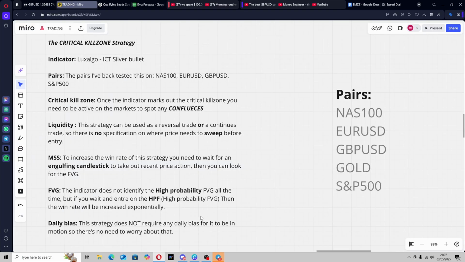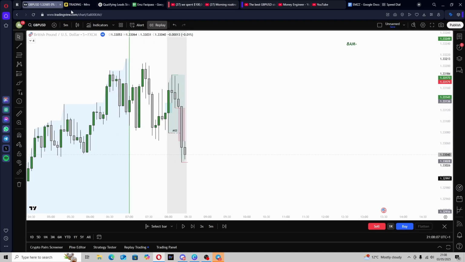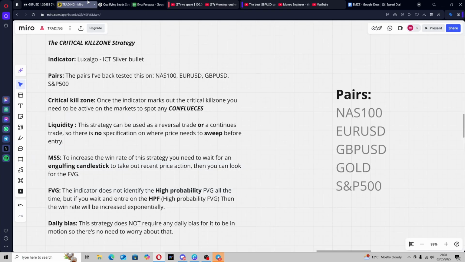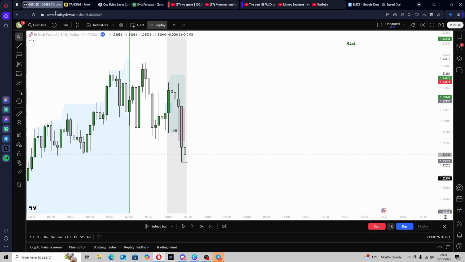All right, the fair value gap. Okay, the indicator does not identify the high probability fair value gap all the time, but if you wait for the HPF, the high probability fair value gap, then the win rate will be increased exponentially. Okay, so this means just wait until you get this highlighted pink area or blue area, which will give you the high probability fair value gap, which will completely smash your take profit if you enter off of it, right? So as soon as we actually do this, all we've got to do now is listen. This strategy does not require any daily bias for it to be in motion, so there's no need to worry about any daily bias, right?